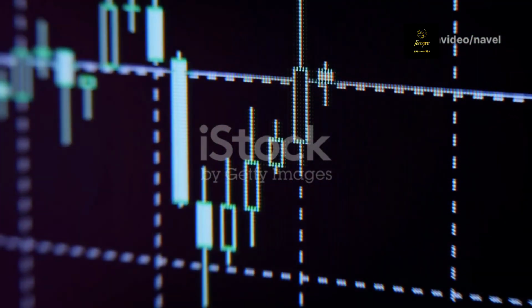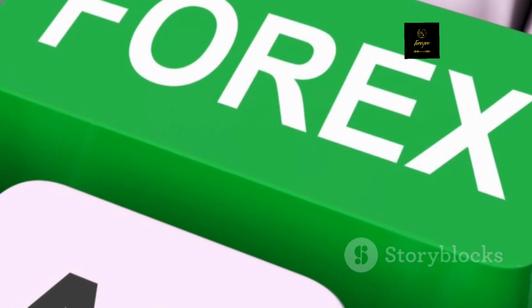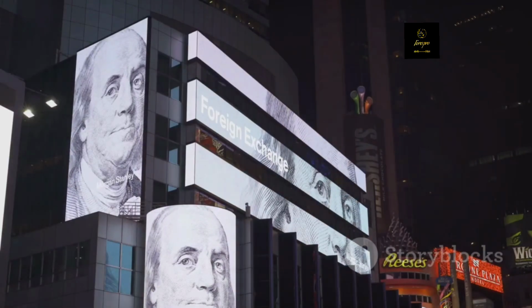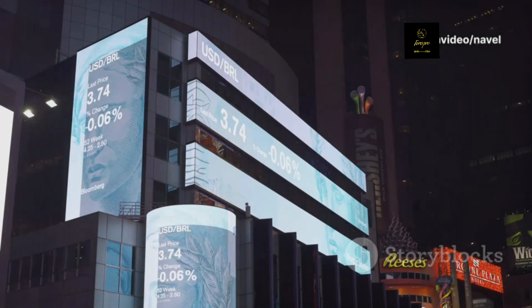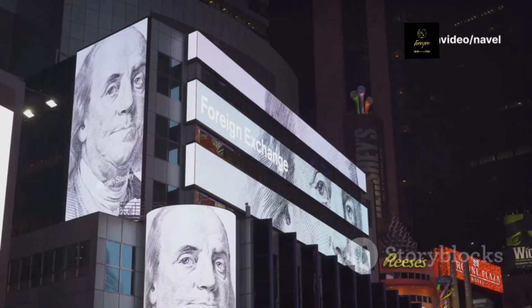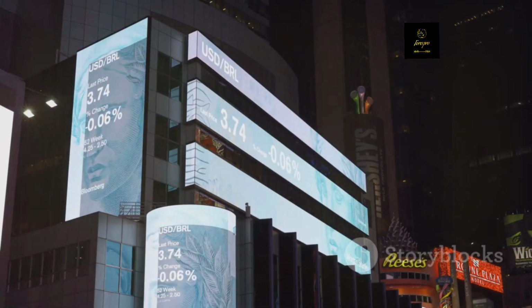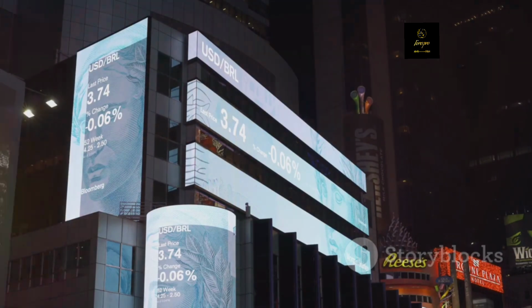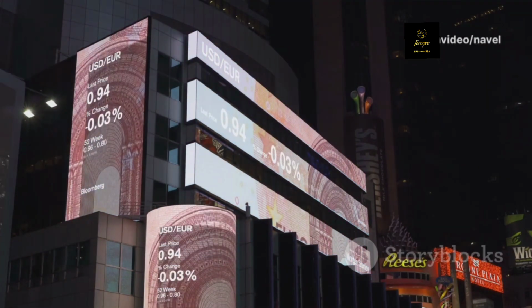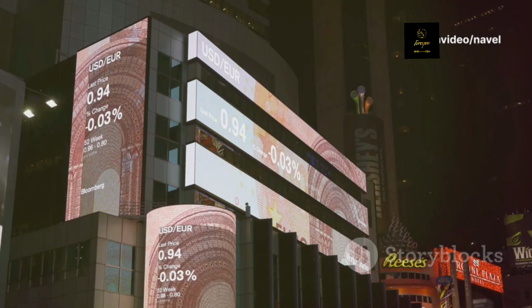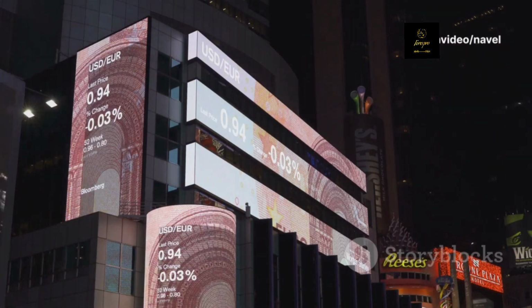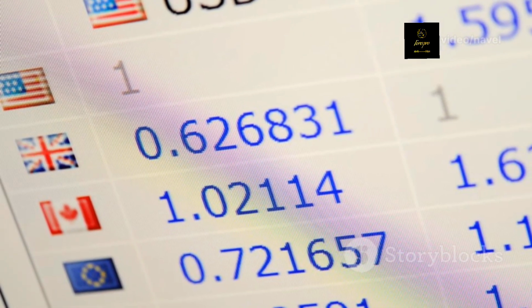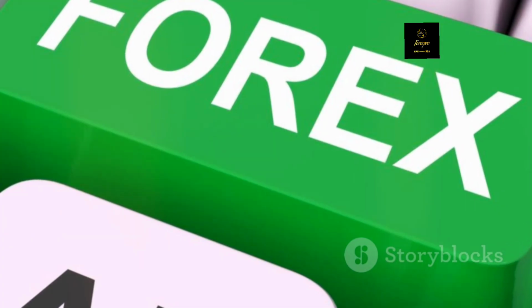Arbitrage is like the holy grail of trading, finding risk-free profits by exploiting price differences in the market. In Forex, arbitrage might involve taking advantage of tiny price discrepancies between different brokers. For example, if one broker is quoting EUR-USD at 1.2000 and another broker is quoting it at 1.2002, an arbitrageur would simultaneously buy from the lower price and sell at the higher price, pocketing the difference.